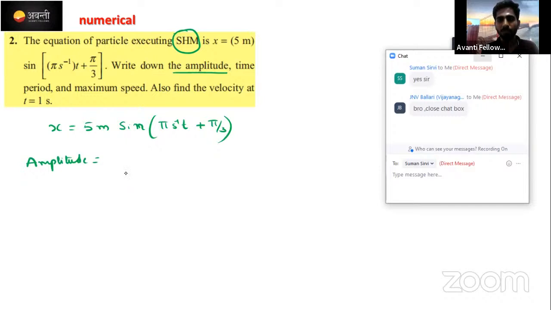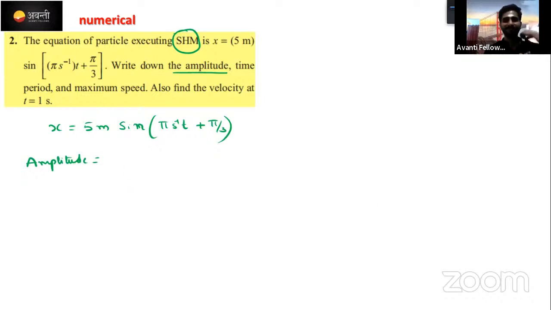Okay, that's great. Okay, amplitude we need to find out. Second point, we need to find out the time period, meaning the capital T value. And coming to the third one, maximum speed. V value we need to find out. And also find the velocity at t is equal to 1 second.